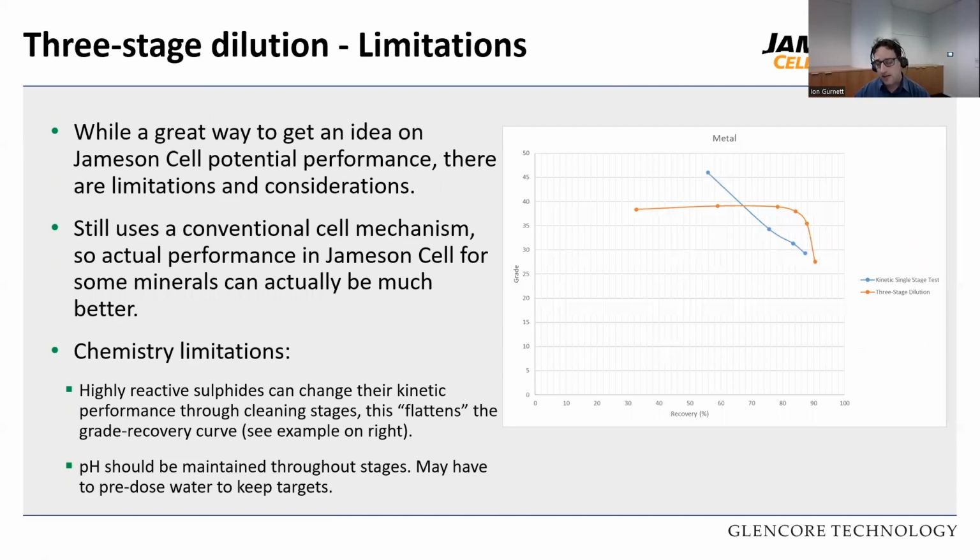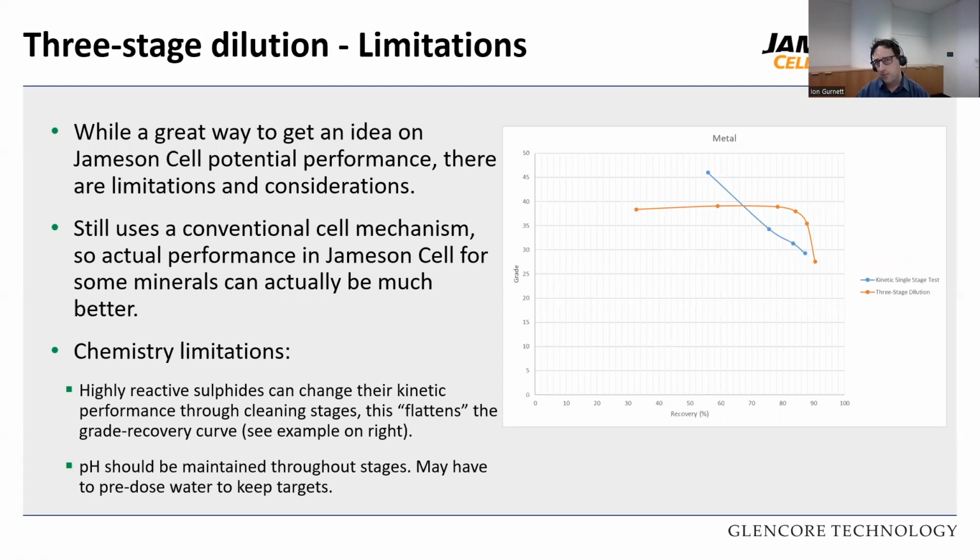But like any test, there are limitations, and it's always good to understand what they are. It is a good benchmarking mechanism, but it still uses the conventional cell mechanism. In something like gold, that high shearing effect and surface cleaning action can actually cause performance to be much better than the test, and we see this in certain minerals. So the test itself will be the minimum that you would expect, even though actual performance could be better. And there are chemistry limitations.